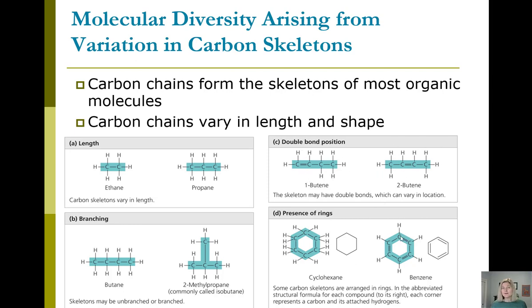And then finally the last one, the presence of rings. Carbon can form these little carbon rings. In this case, when we do see a carbon ring, the carbons can be either single bonded to each other or they could be double bonded. And you can see how when we draw it out, we draw the double bond versus the single bond. And then we can even take away the hydrogens and the carbon labeling and just have a little hexagon. So that's a single bonded carbon hexagon, cyclohexane, or a double bonded carbon skeleton hexagon called benzene.